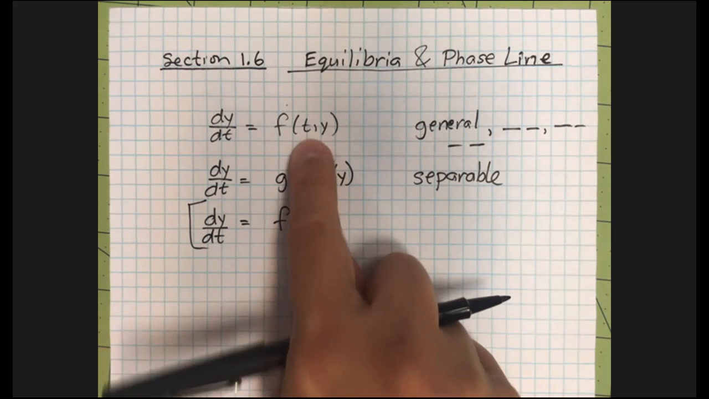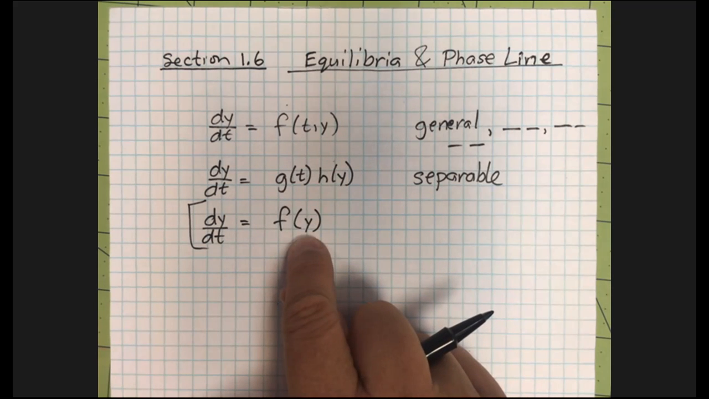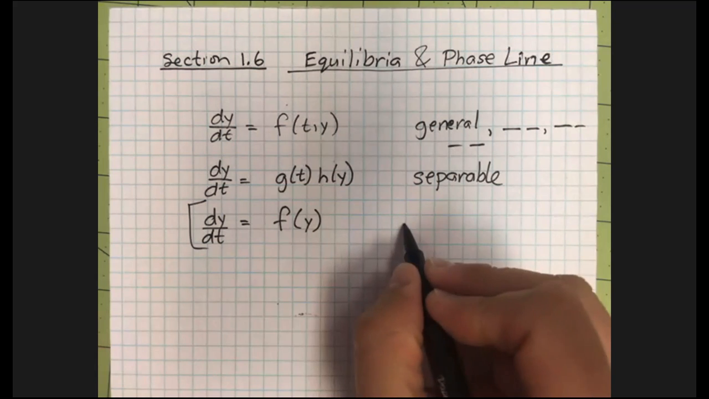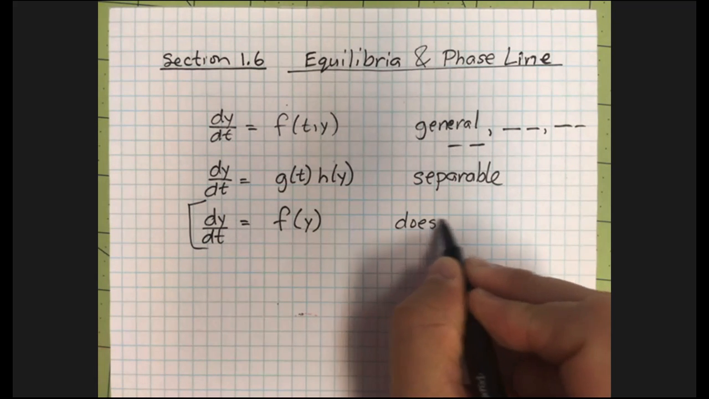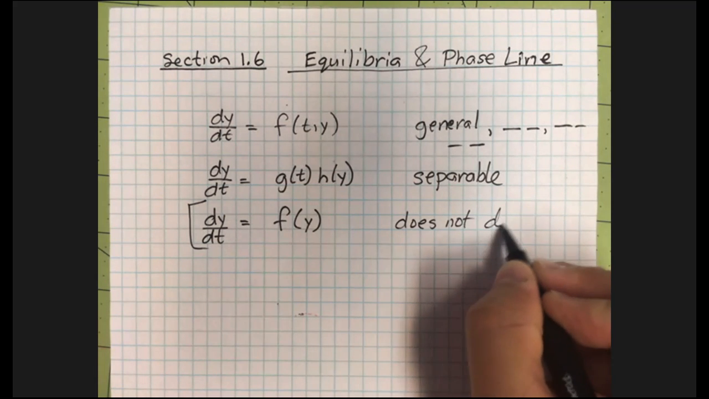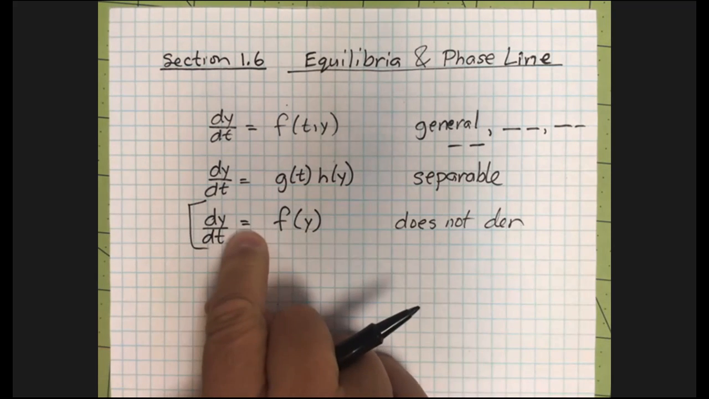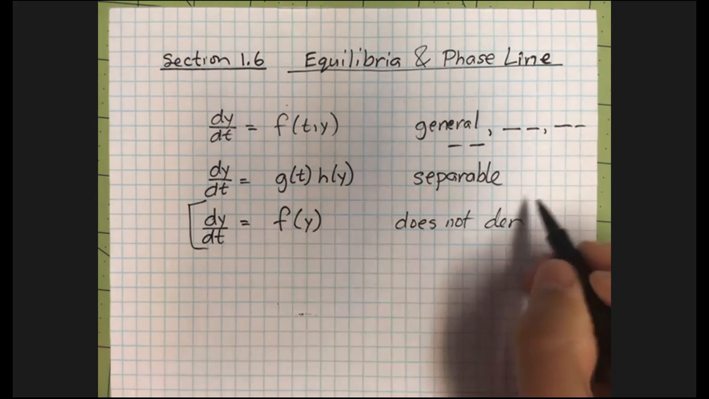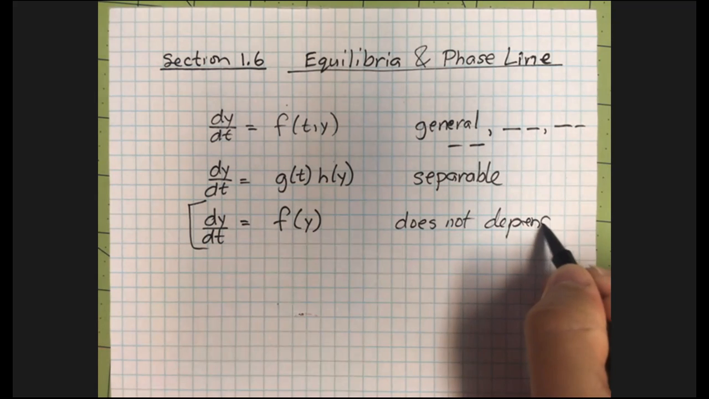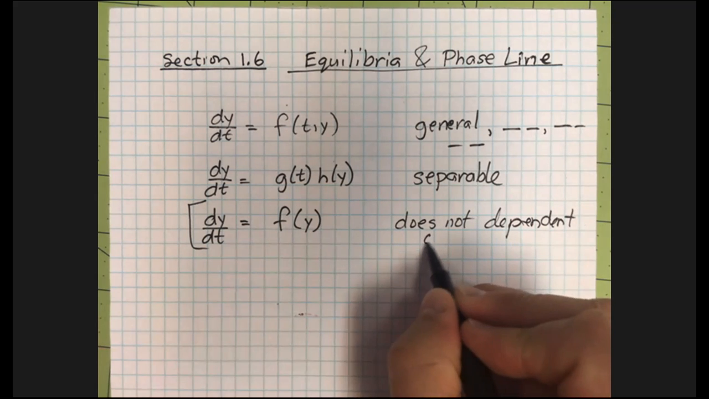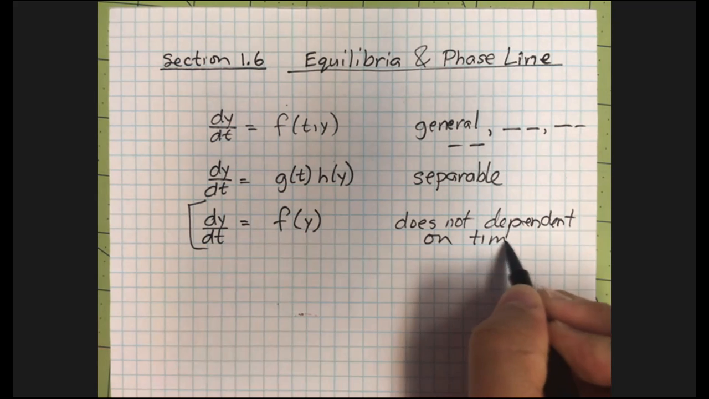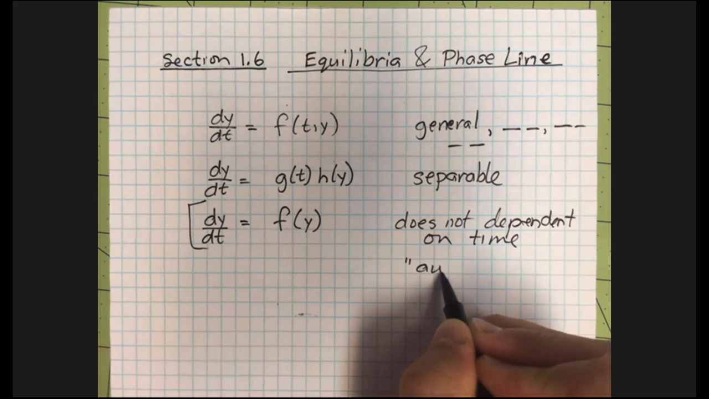But the fact that it doesn't depend on time, how unusual is that? Does not depend on time. Slope does not depend on time. Well, there's a word for that in English. And the word is autonomous.